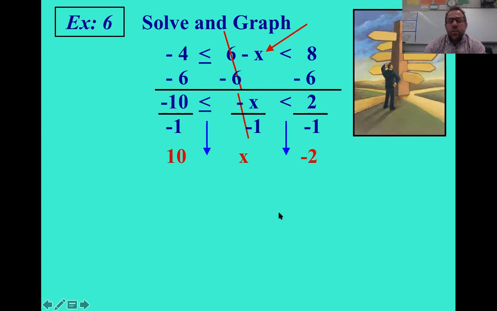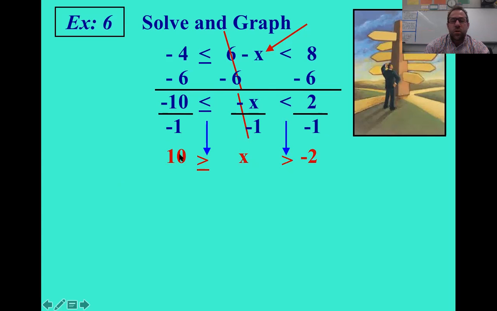Okay, so when I reverse those symbols, now, where is the variable? It's still in between. So even though these are both pointing the other direction, this is still in between. So we know it's going to be in between.